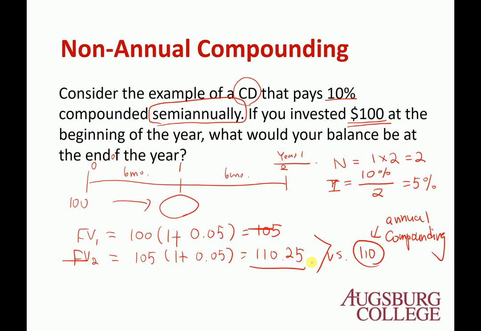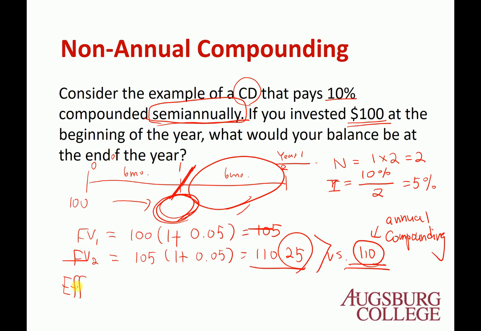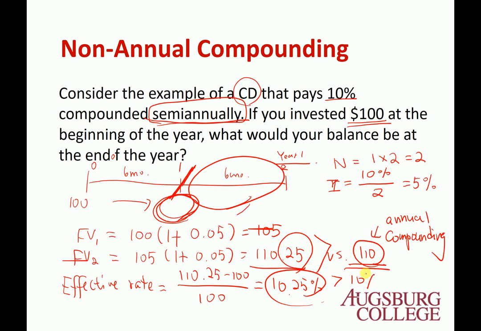So you compare it with the $110 from annual compounding, and this is bigger, right? Because it gives interest on interest even after 6 months. For annual compounding, you only get interest on interest after 1 year. Now, with semi-annual compounding, you receive interest on interest after 6 months. That's why you're going to have more money. So your effective rate, the return you really make, is 110.25 minus 100, that's the original investment, divided by the original investment, which is 10.25%. So it's actually more than the stated 10% rate.